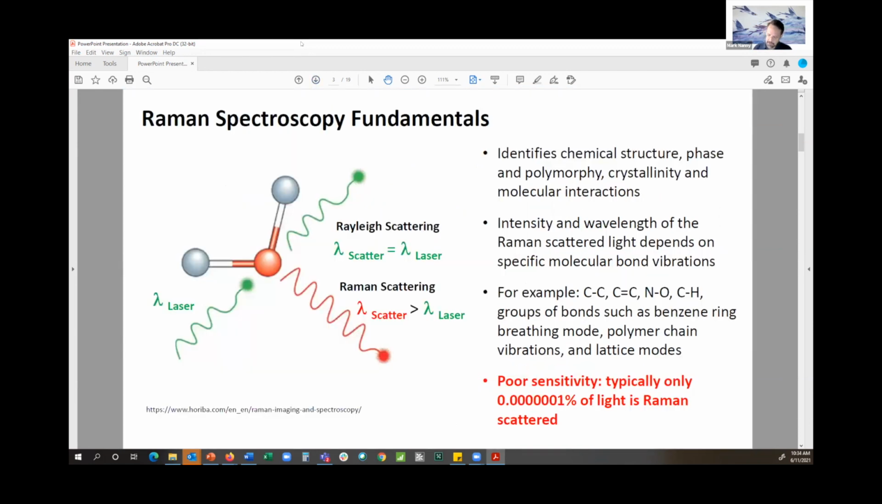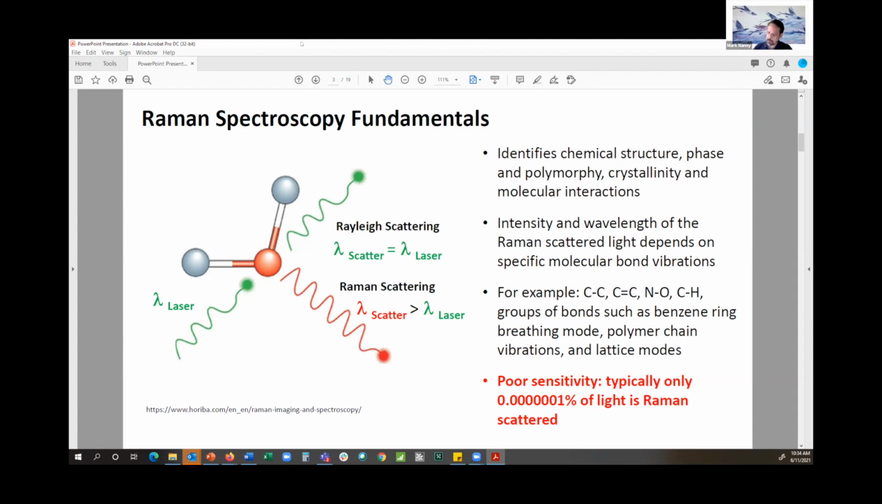So the technology or the fundamental chemistry that we're using to detect this variety of compounds is based on Raman spectroscopy. And Raman spectroscopy is a very powerful spectroscopy in that it gives clear fingerprint spectral data for different compounds based on their chemical structure. In fact, you can even identify different phases and whether a compound is polymorphous or crystalline, molecular interactions. So it's a very powerful tool.